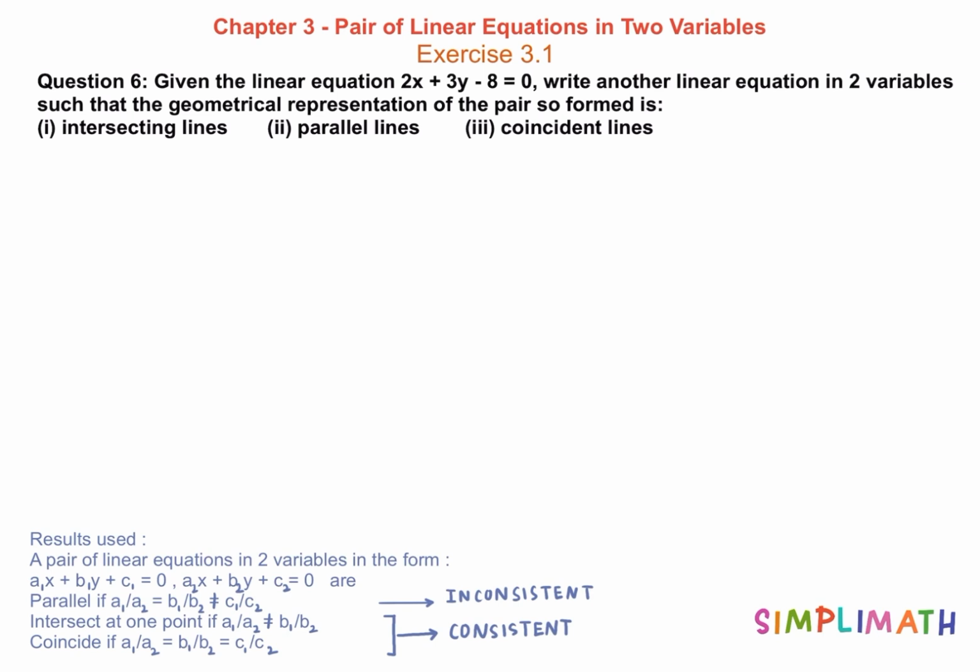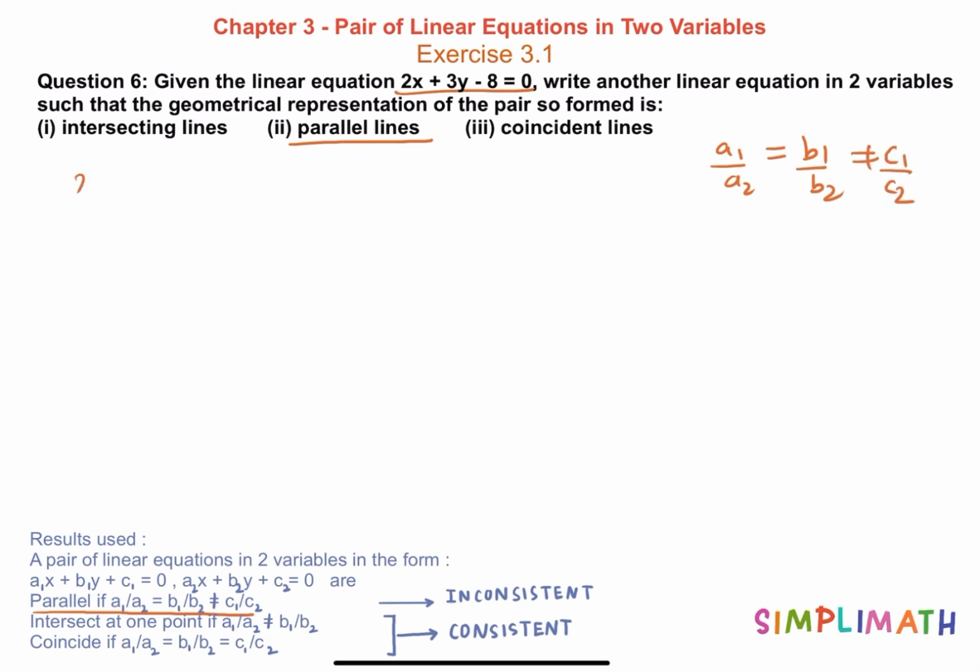Now in part 2 we have to find a linear equation such that this and the other linear equation become parallel lines. Now we know that the lines are parallel if a1 by a2 equals b1 by b2 is not equal to c1 by c2. So we have to make this condition.